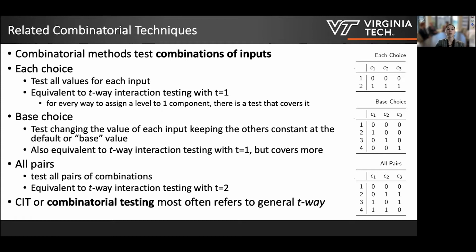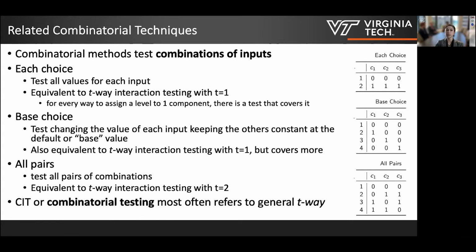So in this case, we're seeing that component 1 gets tested at level 1 in test 2, component 2 gets tested at level 1 at test 3, etc. And then all pairs testing tests all pairs of combinations. So it's equivalent to T-way interaction testing when T is 2. So here, again, same number of components, same number of levels, and then we would just check that we would see 0, 0, 0, 1, 1, 0, and 1, 1 for each pair of combinations.